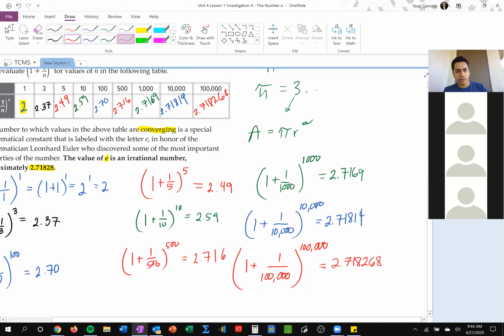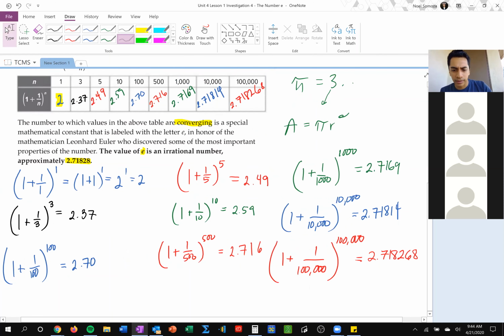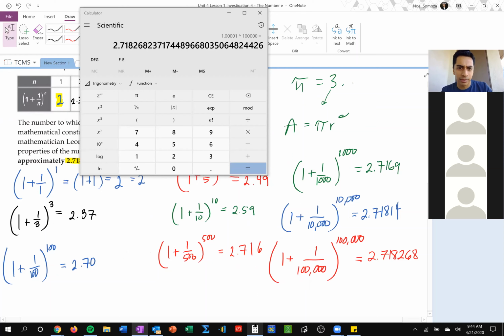All right, and so if we continue to do this, eventually we would get to a point where, let me just show you, what if we tried 10 million? I'm just going to do it here on the calculator, but not by hand.